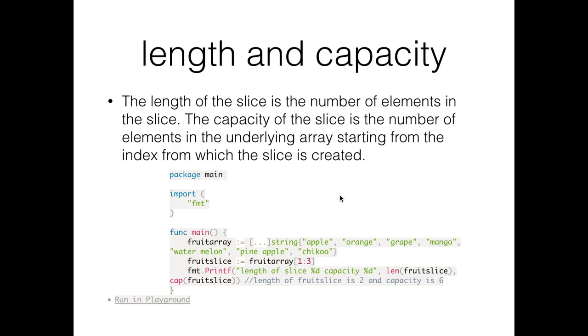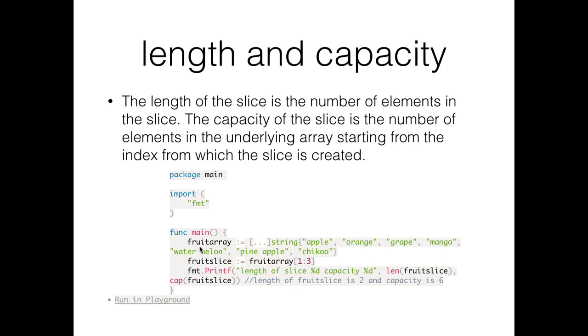Length and capacity of the slice. So the length of the slice is the number of elements in the slice, and the capacity of the slice is the number of elements in the underlying array, starting from the index from which the slice is created. This is important. So the capacity is not the entire length of the array, but it starts from the index from which the slice is actually created.